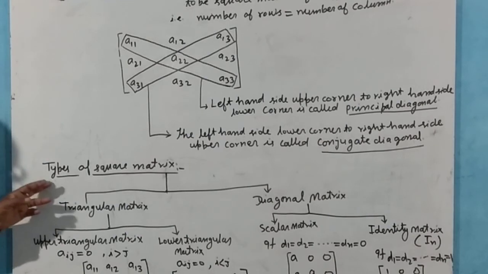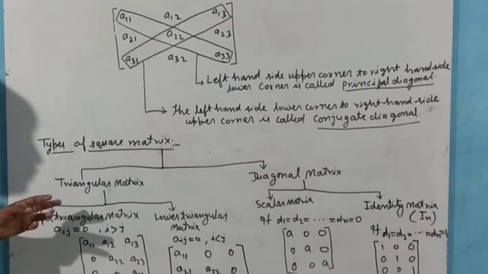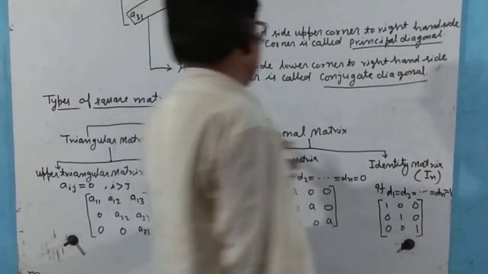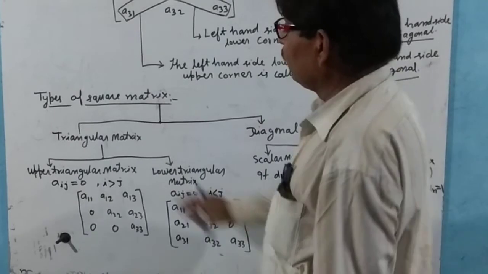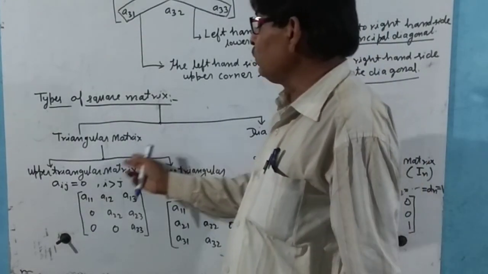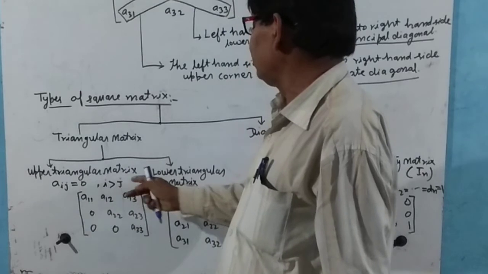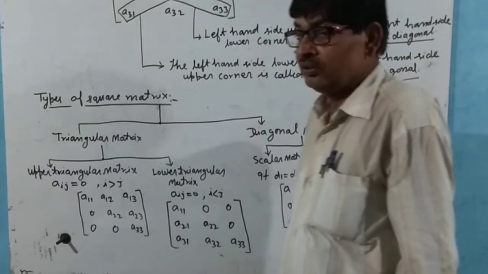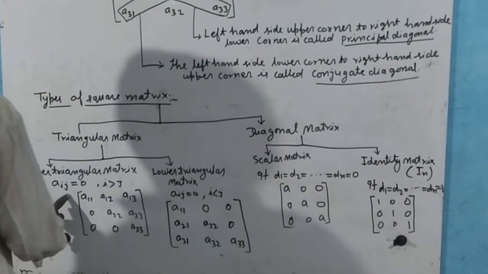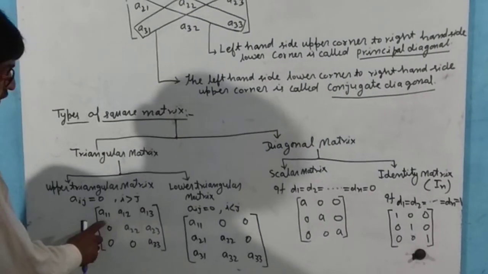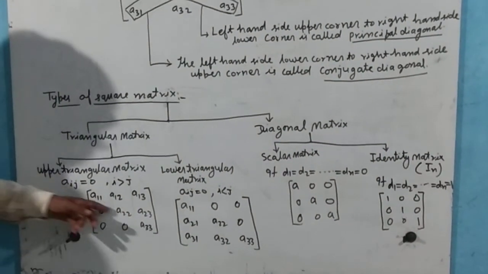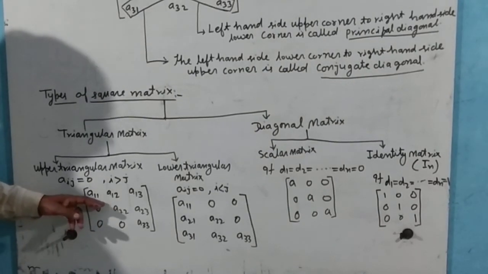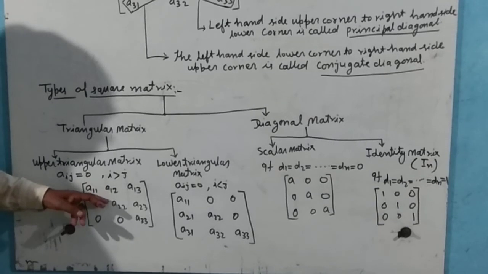Now, types of square matrix. There are mainly two types of square matrix: triangular matrix and diagonal matrix. Triangular matrix is divided into two categories: upper triangular matrix and lower triangular matrix. If the elements below the principal diagonal are 0, then that is known as an upper triangular matrix.